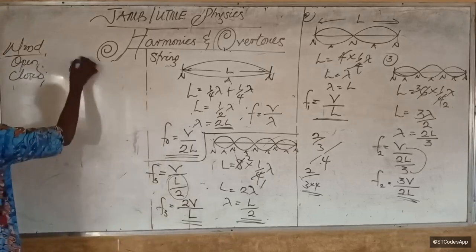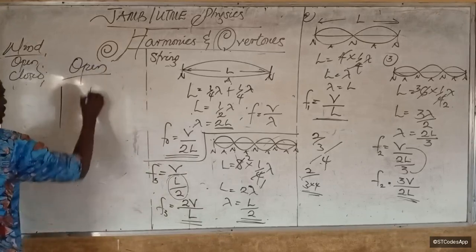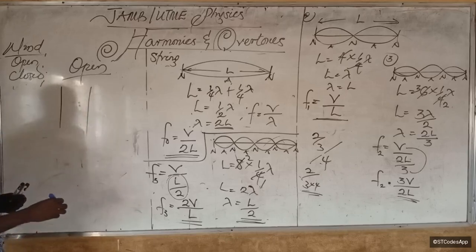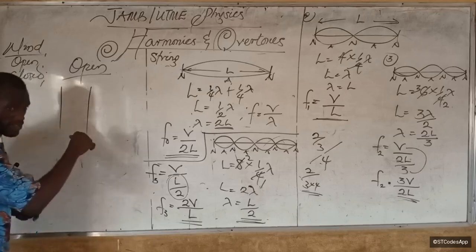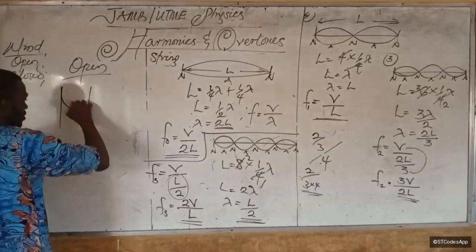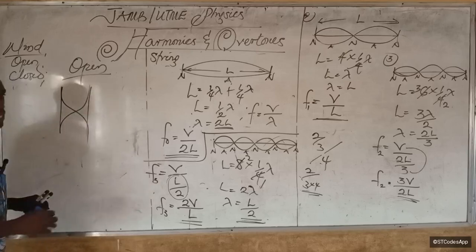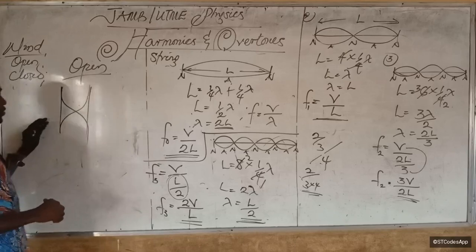When we say open, which is what we're studying first, for pipes, open, we have something like this. It's open at both ends. Is that okay? So we send in our vibration. The lowest kind of vibration we can see here is this. Is that okay? This is the lowest vibration that can happen here.